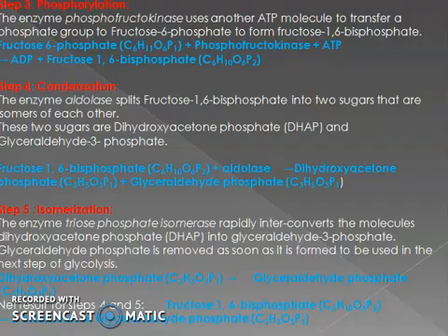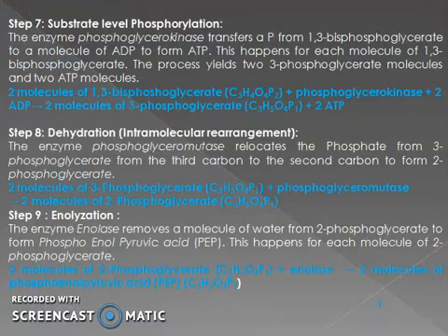Now the enzyme triose phosphate isomerase rapidly converts dihydroxyacetone phosphate into glyceraldehyde 3-phosphate. As soon as glyceraldehyde 3-phosphate is removed, it is used in the next step. So the net result of steps 4 and 5 is that fructose 1,6-bisphosphate converts into 2 molecules of glyceraldehyde 3-phosphate.